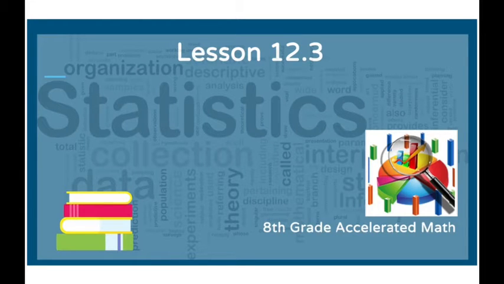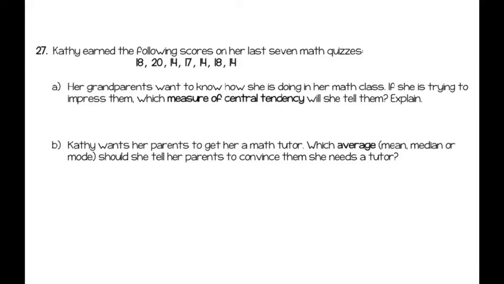This is the second part of lesson 12.3, box and whisker plots. Okay, so picking up where we left off, we're going back to 27 now. And what we're going to talk about right now is using different measures to compare things.